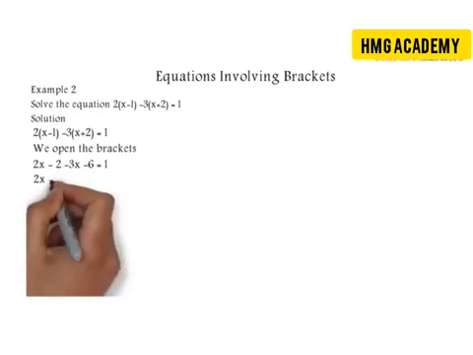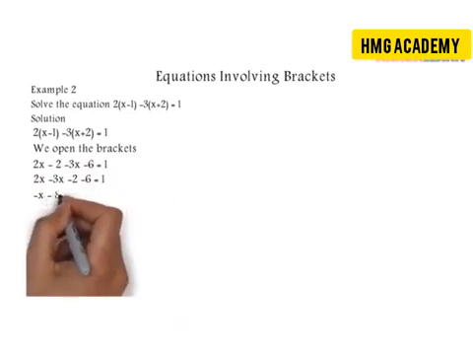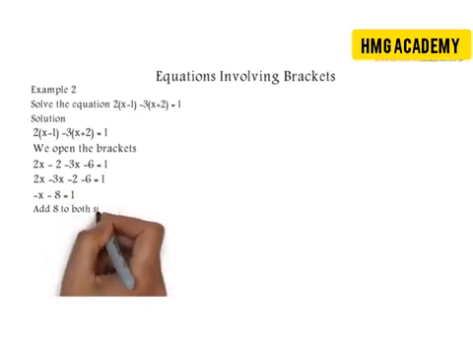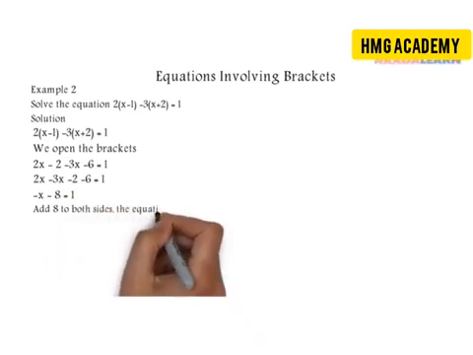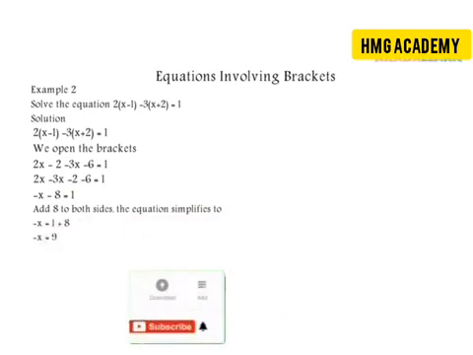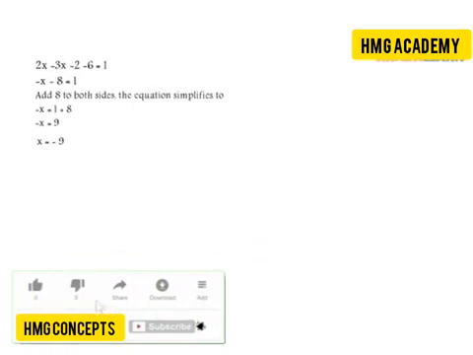So let's simplify a little bit. 2x - 3x is -x, and -2 - 6 is -8. The first thing, we add 8 to both sides of the equation. So we have -x = 1 + 8, -x = 9. Divide both sides by -1, x is -9.